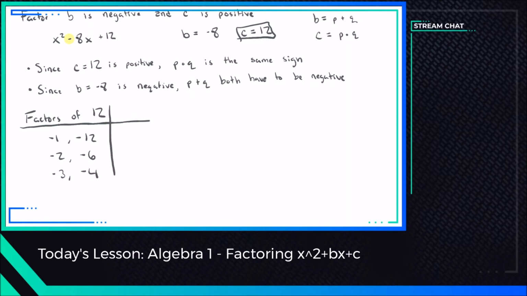And now we can see which one of those sums to negative 8. So negative 1 plus negative 12 is negative 13. Negative 2 plus negative 6 is negative 8. And negative 3 plus negative 4 is negative 7. So the factors we want are this negative 2 and this negative 6. So x squared minus 8x plus 12 is equal to x minus 2 multiplied by x minus 6.